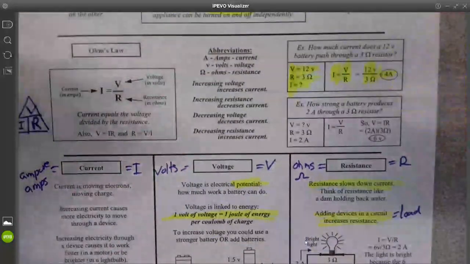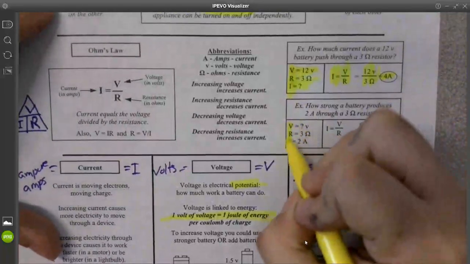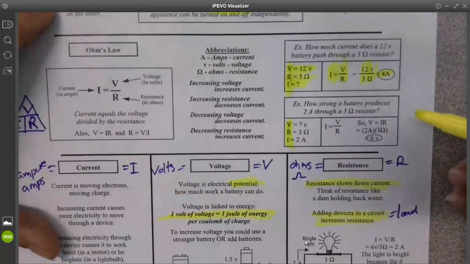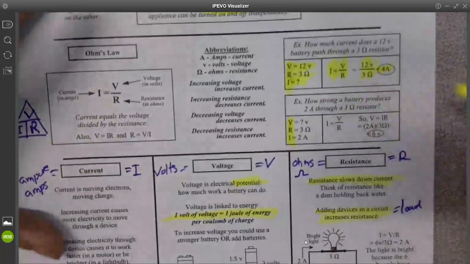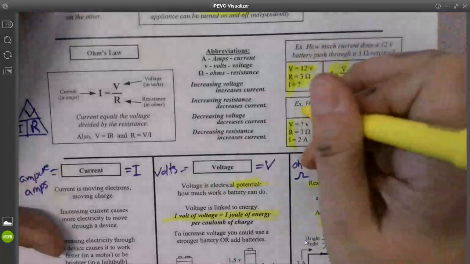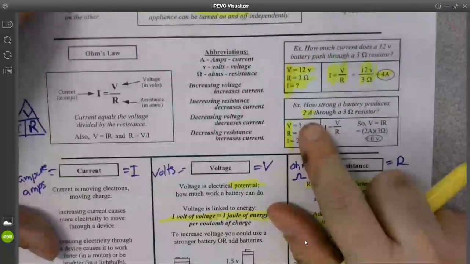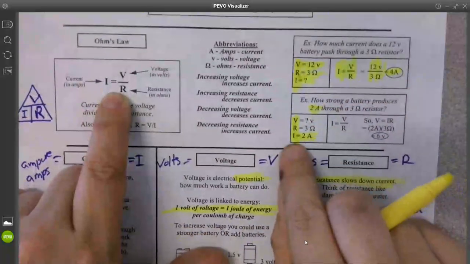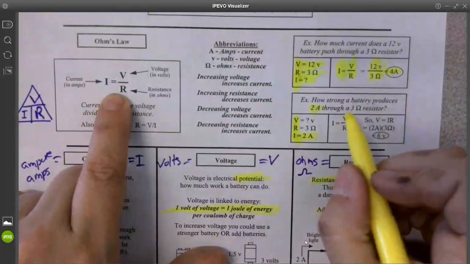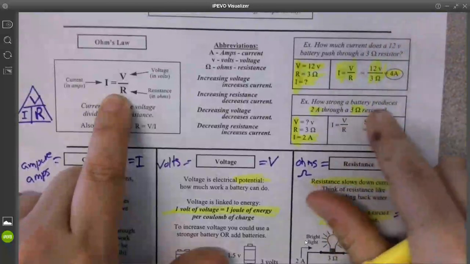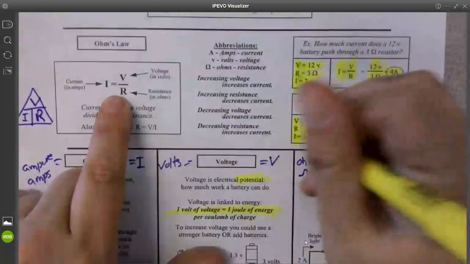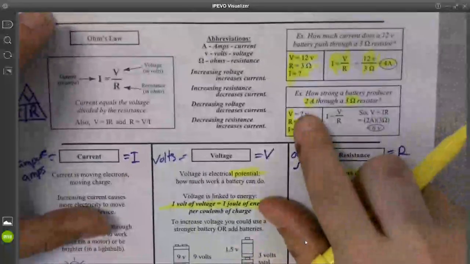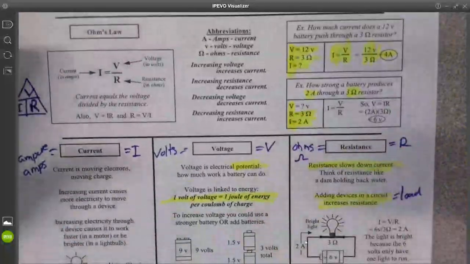Something similar with our second example. Again, we're going to have to identify our variables. We are being asked how strong a battery produces 2 amps. So again, amps tells you that you're dealing with current. So 2 amps goes with our I. Through a 3 ohm resistor. So resistance is 3 ohms. That leaves us with voltage. That's our question mark. That's our unknown.